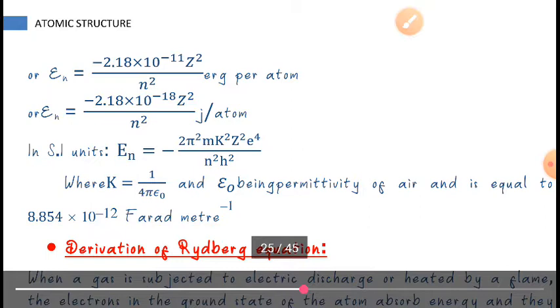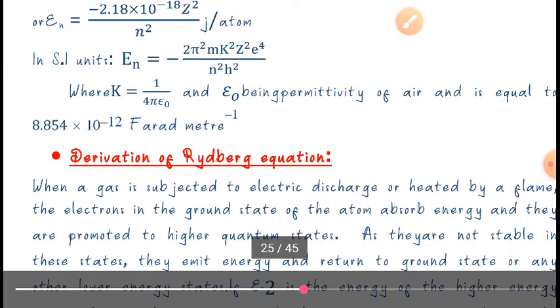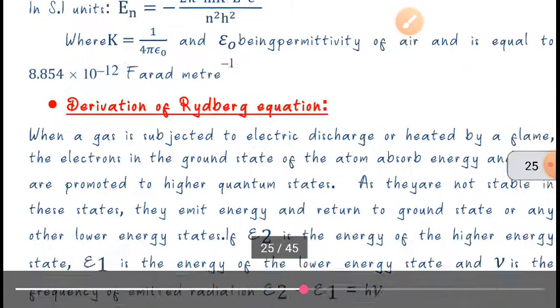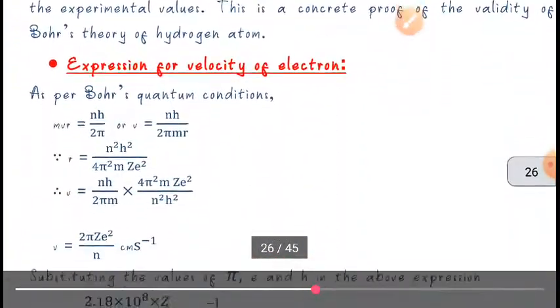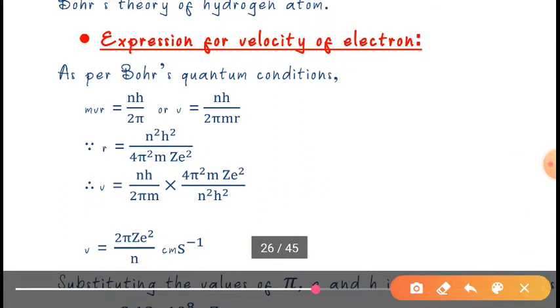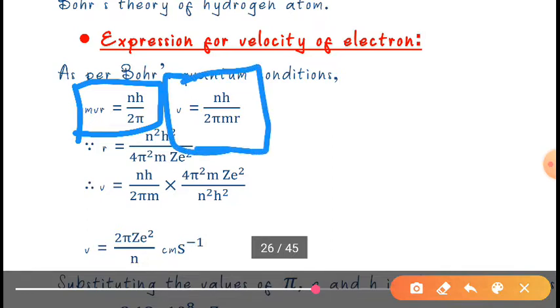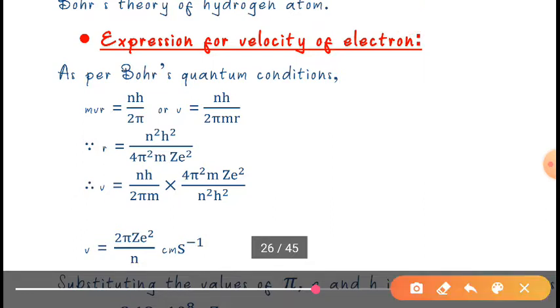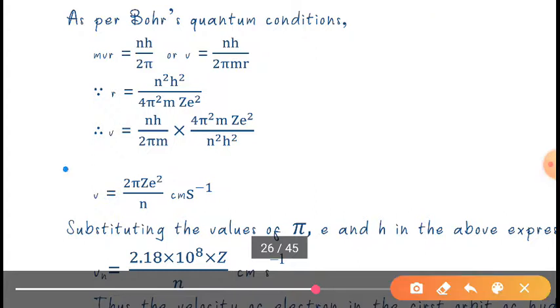Now we will first see how to calculate the velocity, and afterward we will derive the Rydberg equation. Calculating velocity is very easy. We know that the angular momentum mvr is nh by 2 pi. From here we get v equal to nh by 2 pi mr. Now in place of r, we place the value of r, and when we place it, we get the final equation, this one.